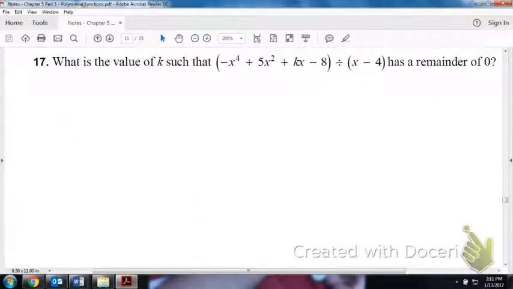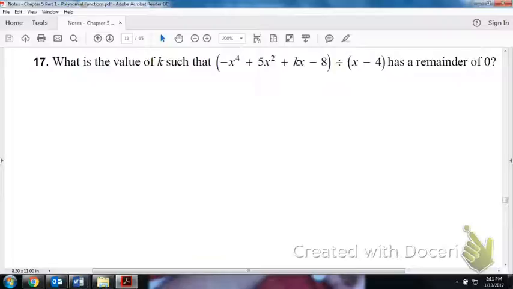All right, for those of you who like puzzles, this one's going to be a lot of fun. I actually really like this. It's just interesting. It says, what is the value of k such that this one divided by that one has a remainder of 0? So we're going to use synthetic division, and we're going to try to get 0 at the end.